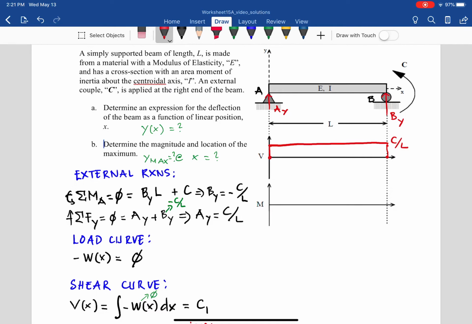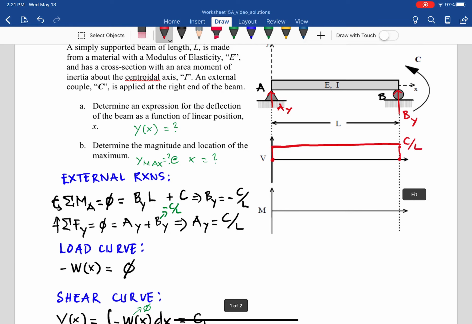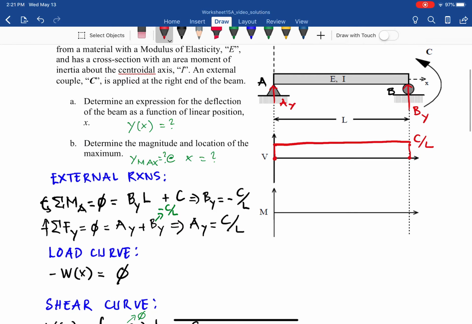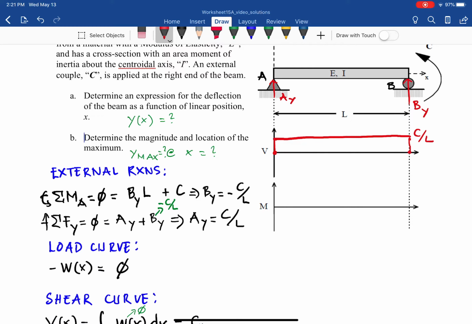And of course, you can draw the shear diagram without using the integral here. AY jumps up, that is the discontinuity in the shear, up by AY, which is C over L, and then the distributed load makes it constant, and then BY is negative C over L, so it means going down, and you can see here it jumps down to 0. So that is the shear.